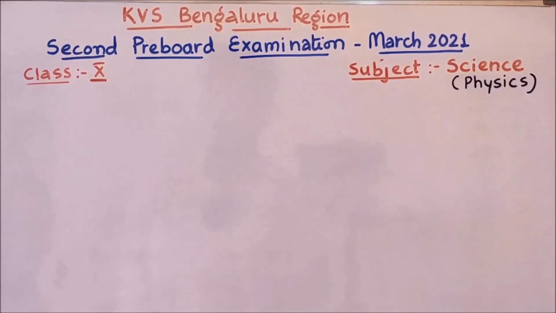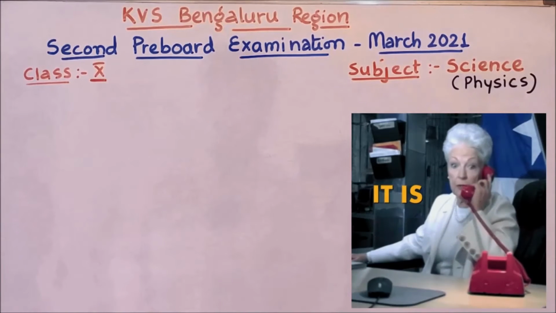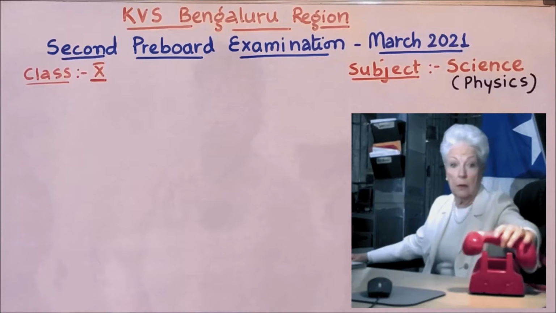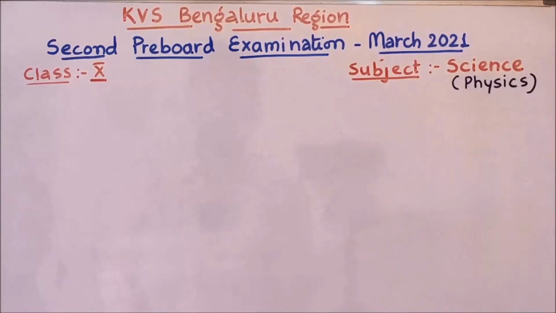In this video, I'm going to discuss section A of the second pre-board examination, which was conducted last month in March in the Bengaluru region. I think the set of questions I am going to discuss in this video are really important, and if you count them, there will be 18 questions. 18 very good questions we'll be having here. So please watch the video until the end.